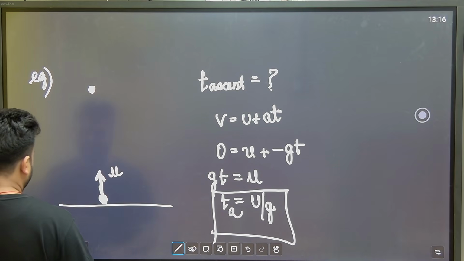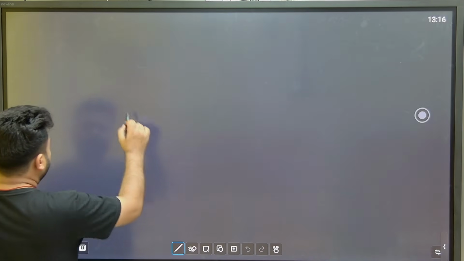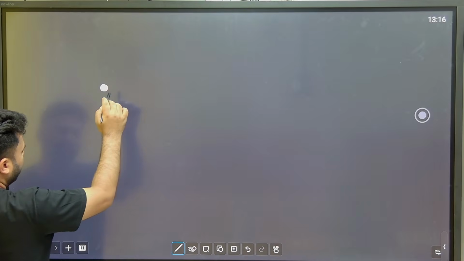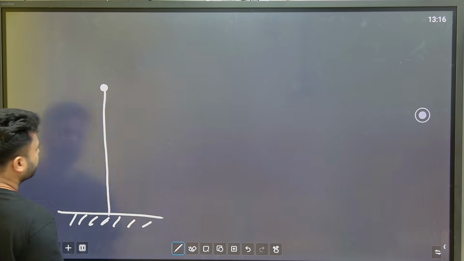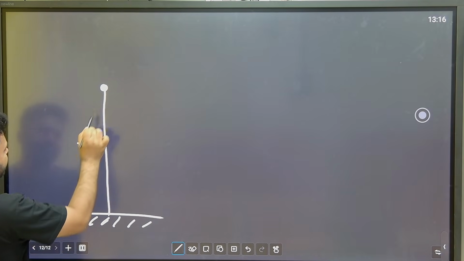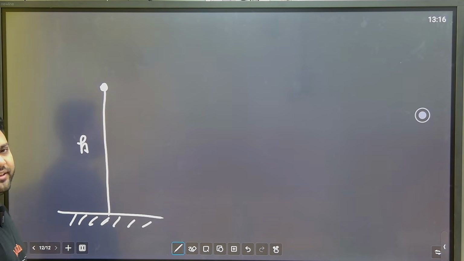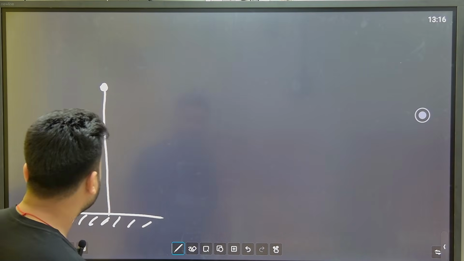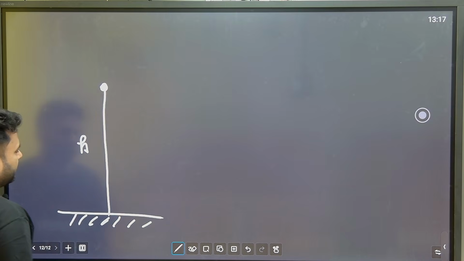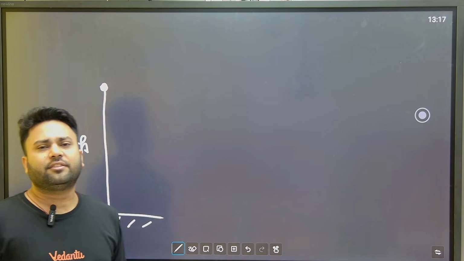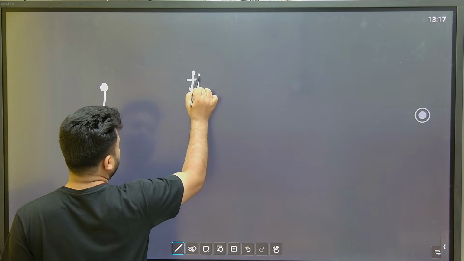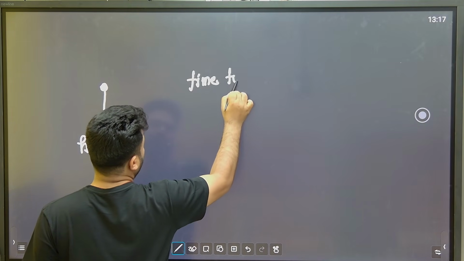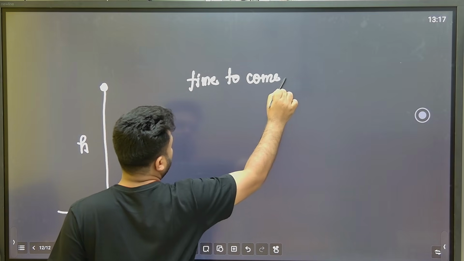Like suppose another example I give, that there is a ball and this is the ground. You are releasing from a height h. From h height, you are releasing a ball like this. Correct? Then at what time it reaches down? Time to come down. Time taken by the ball to come down.